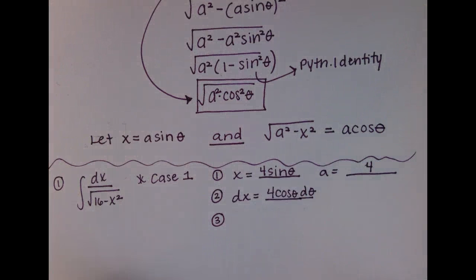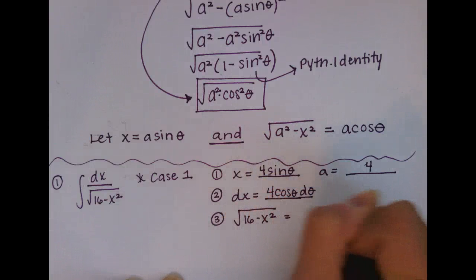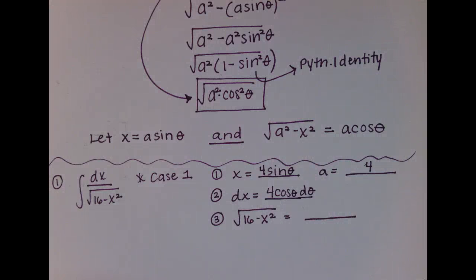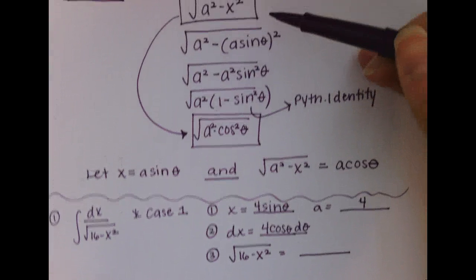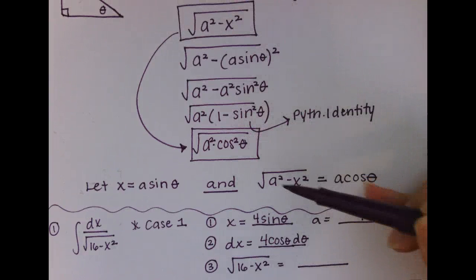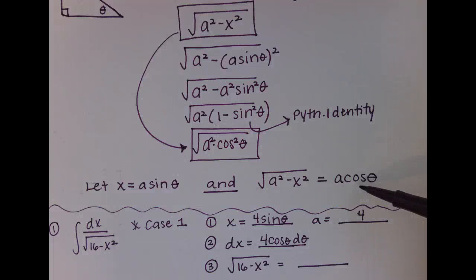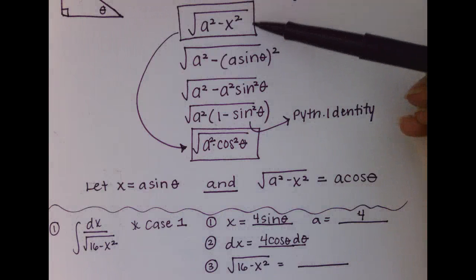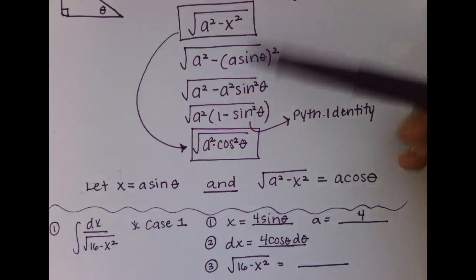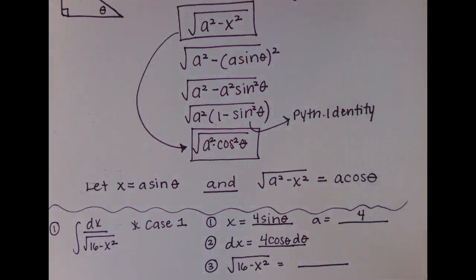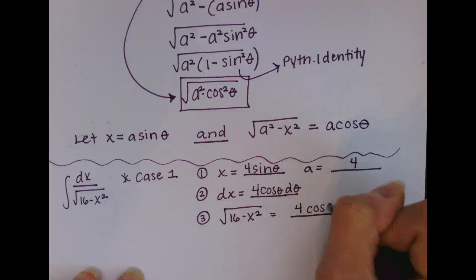Okay, step number 3 is to figure out what 16 minus x squared is going to be substituted with. Again, if x equals 4 times the sine of theta, then all the work that we did up here proved that we can now let that entire square root of a squared minus x squared become a times the cosine of theta. So you don't necessarily have to do this work every time with your specific a value in the problem. It has been proven to work for any a value, so you can go ahead and use the shortcut and just say that the square root of 16 minus x squared is equivalent to 4 cosine theta.